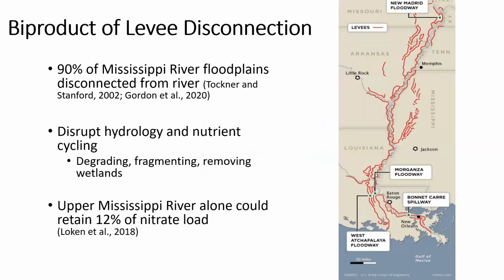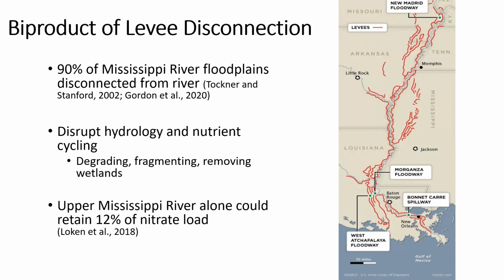But let's focus back on the Mississippi River Basin. Largely, this eutrophication is the byproduct of levee disconnection. We've disconnected more than 90% of the Mississippi River's floodplains, in doing so, disconnecting it from the river. This has in turn disrupted local hydrology and nutrient cycling, largely the byproduct of degrading, fragmenting, or ultimately removing many of the local wetlands for anthropogenic development. Be it for agricultural land or residential development, we're cutting off many of these existing wetlands.